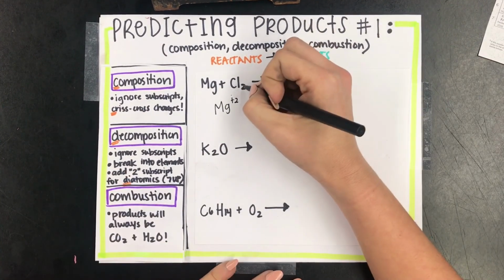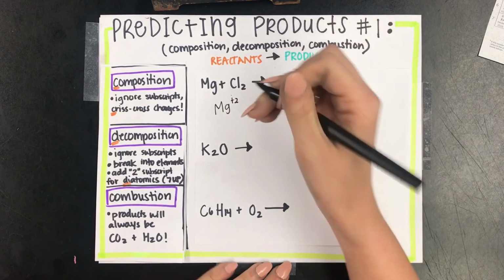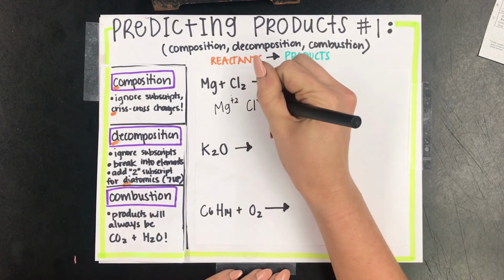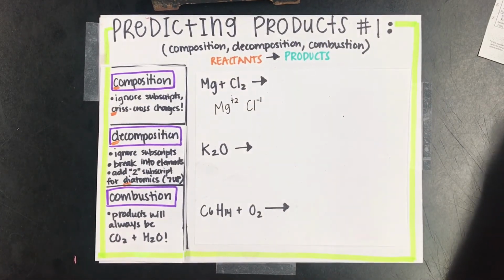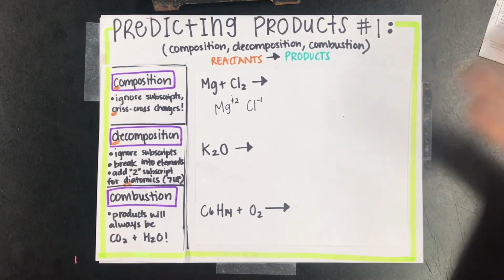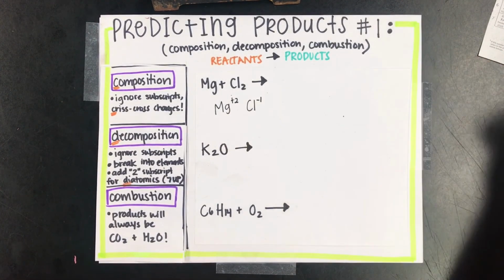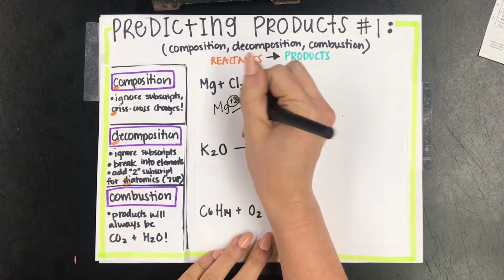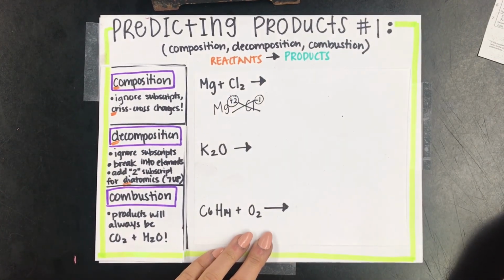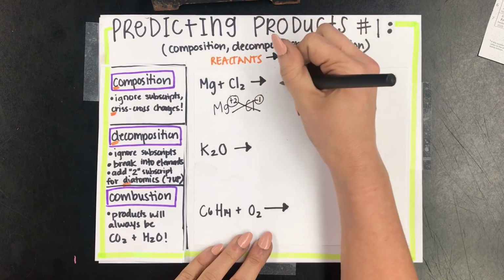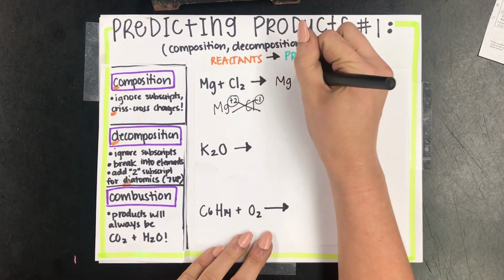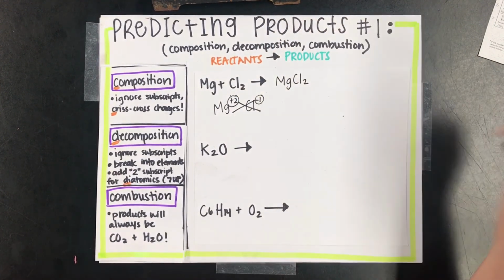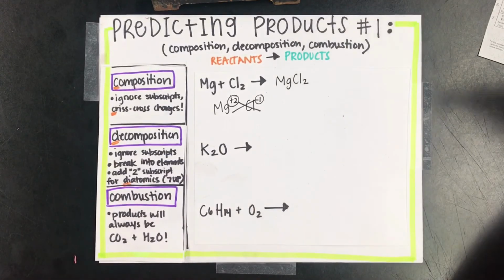Chlorine, I am ignoring this subscript. Instead, I am more concerned with chlorine's charge, a negative 1. This is basically an ionic compound. It's a metal wanting to come together with a nonmetal. So we will crisscross those charges. When I do that, I form the product MgCl2.